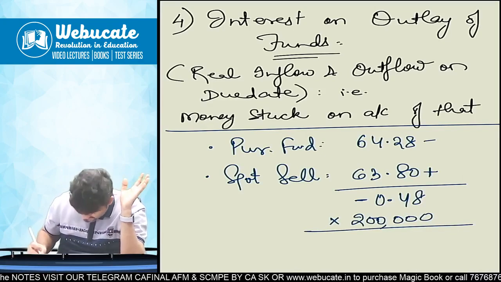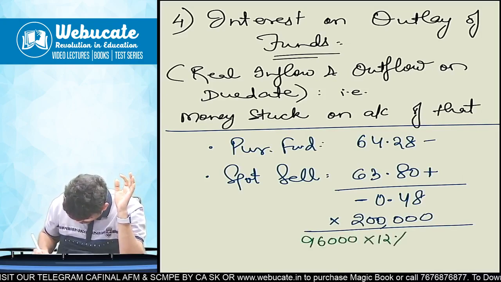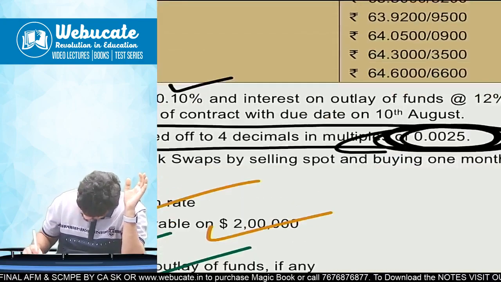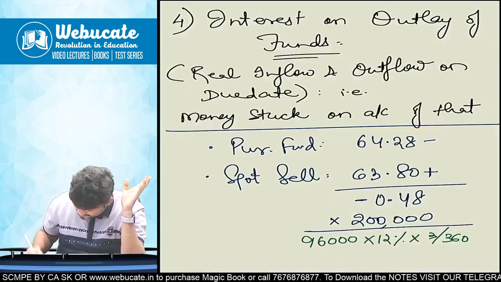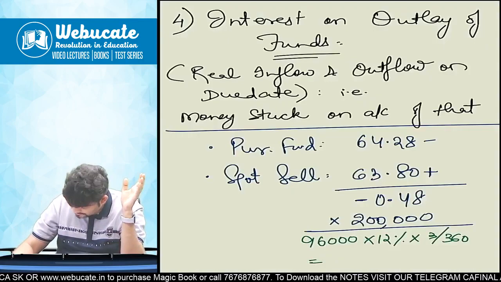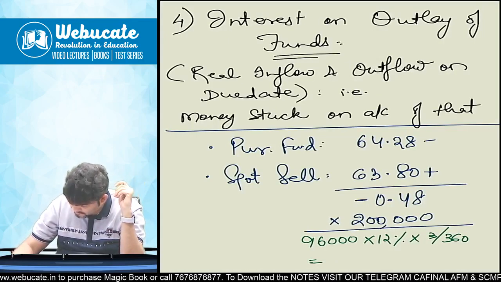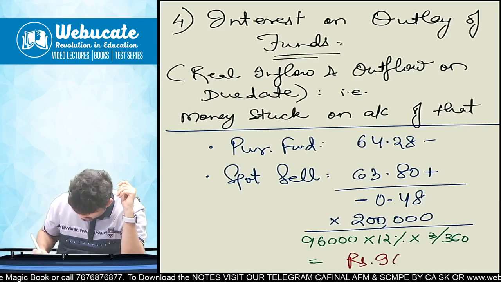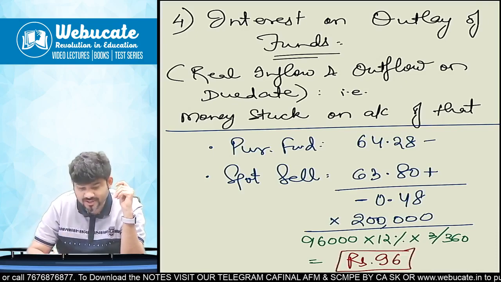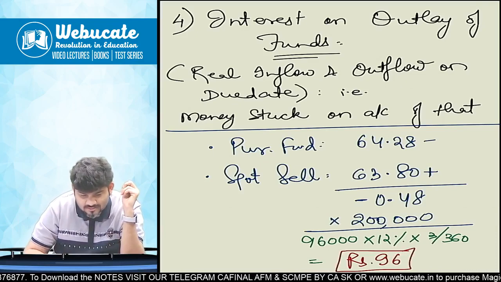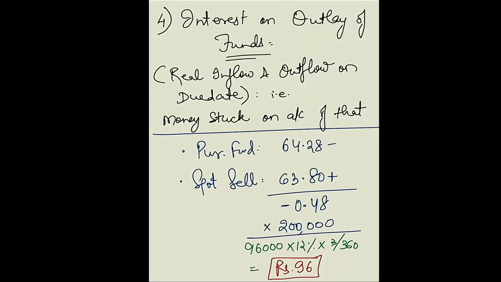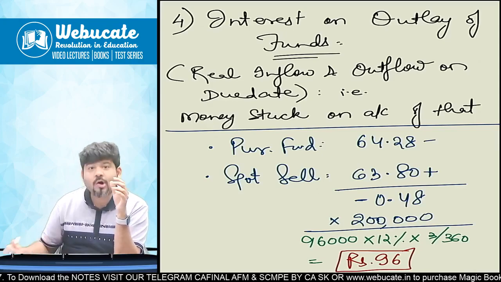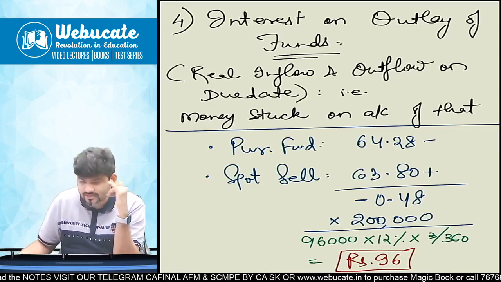₹96,000, but for 3 days. 12% is the rate, 3 by 360 days, whatever. So they have not said 360 or 365, you can take either. So this is how much? Yes, it is rupees 96. So 96 will be my interest on outlay of funds. Okay, I thought it was inlay, but it is actually outlay.